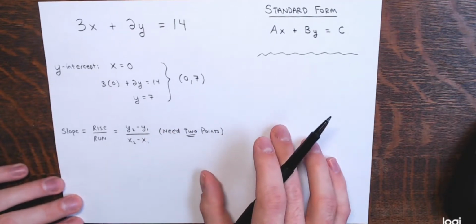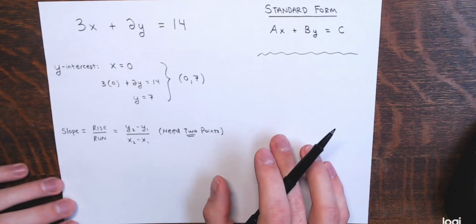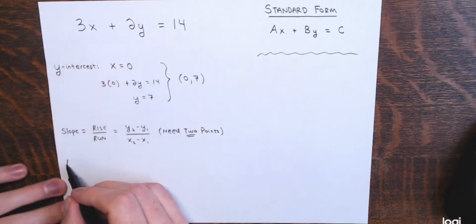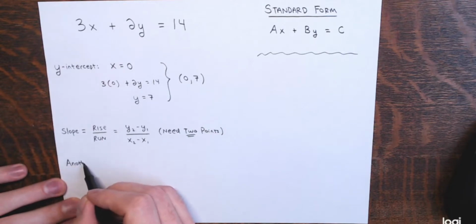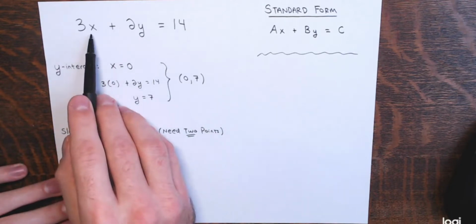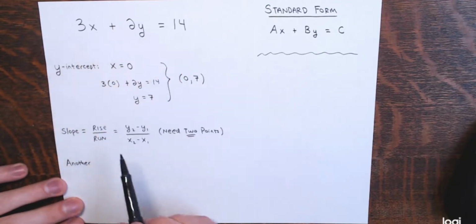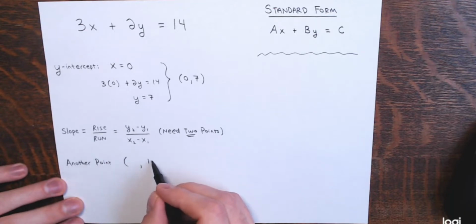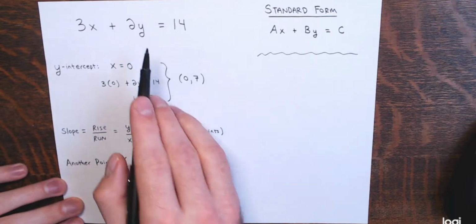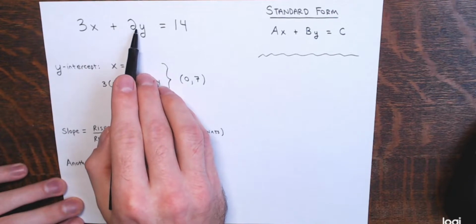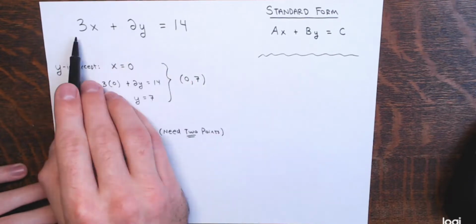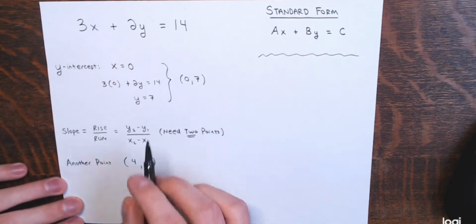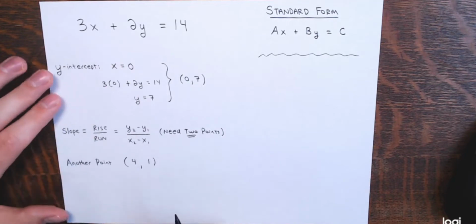So I could just find another point. Now another point I see on this line, and you can verify this yourself, but I just kind of see it. You can plug in a value for x and solve for y, or plug in a value for y and solve for x. If I plug in 1 for y, this would be 2 times 1 is 2. Then I subtract 2, get 12 over here, and then divide by 3. 12 divided by 3 is 4. There's another point. 4, 1 is on this graph as well, if x was 4 and y was 1.